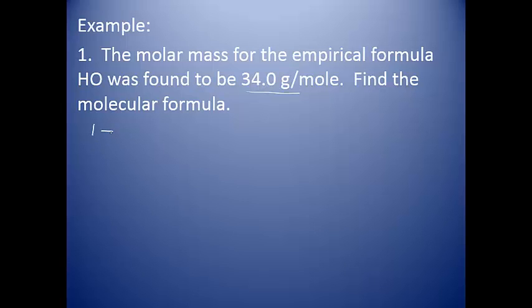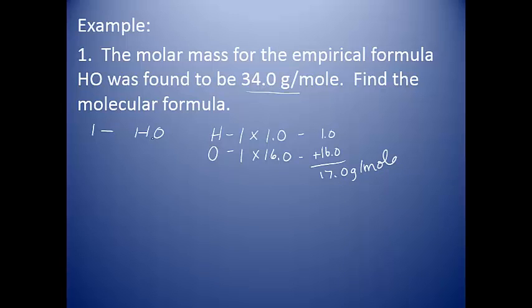So in step number one, we're looking for the empirical formula mass, all right? So we have to take HO as that formula. So we're saying that we have 1 H, that's 1 times 1.0, because that's the mass of hydrogen. Oxygen, we have one of those, and it's 16.0. So if we take a look at that, you have 1.0 plus 16.0, 17.0 grams per mole. That's what the molar mass of our empirical HO is. But our actual compound has 34.0 grams per mole as its mass.